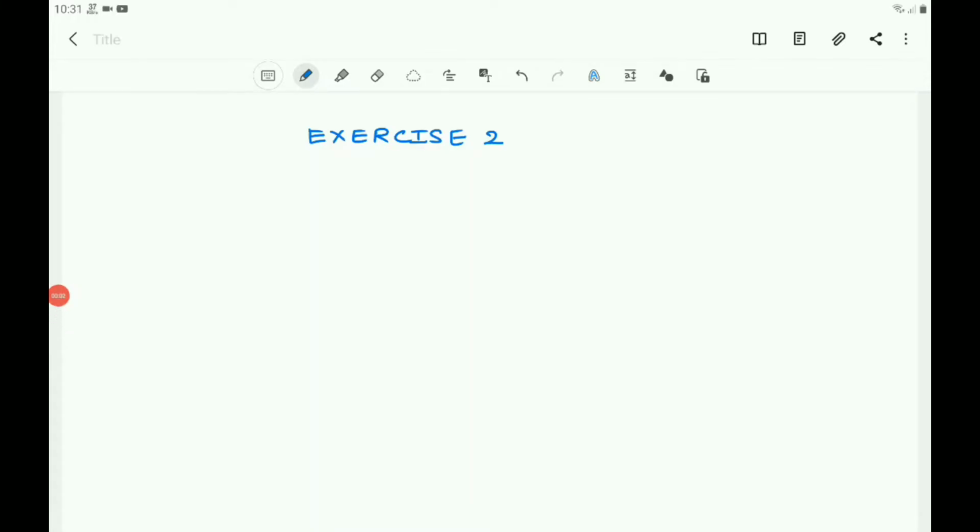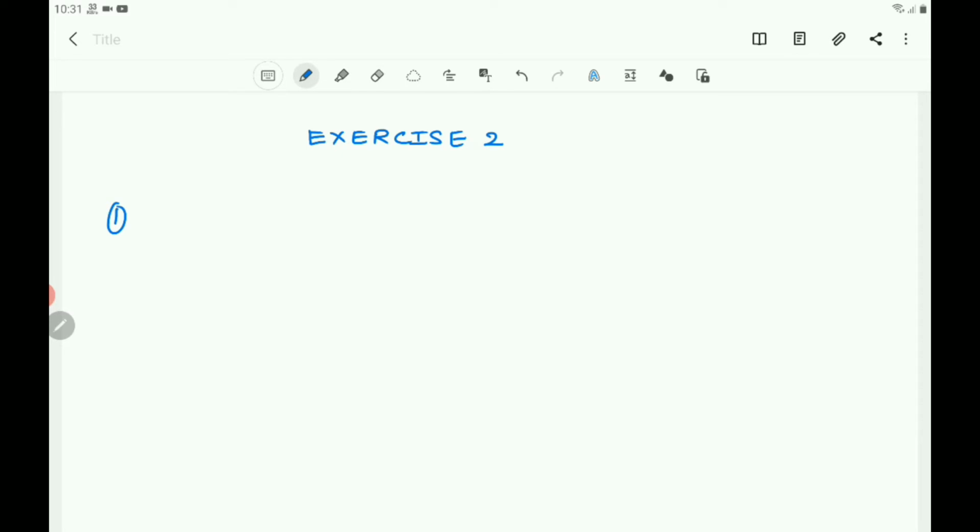Children, now let us continue the chapter Squares and Square Roots. Now let us solve Exercise 2, which is based on the squares of the given numbers and also Pythagorean triplets.